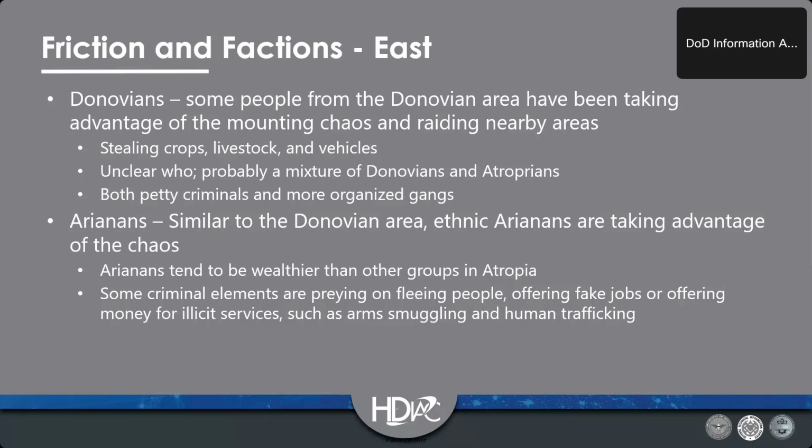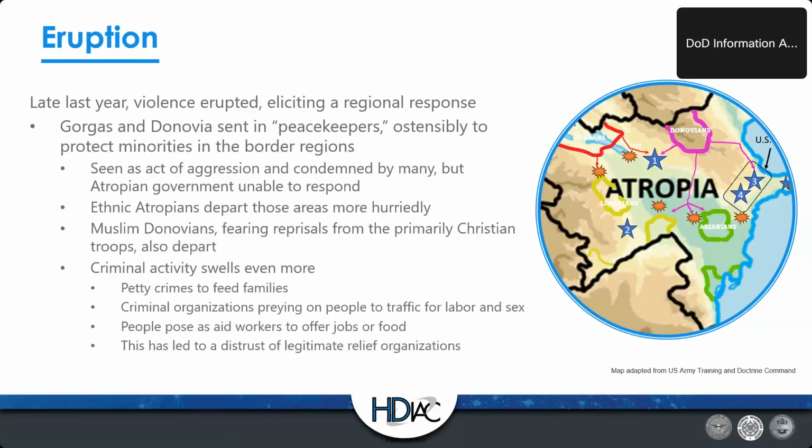And then the Arianans to the south, they're just kind of taking advantage of the chaos. They tend to be a wealthier group inside of Ethiopia, and criminal elements are preying on fleeing people. They're offering fake jobs or offering money for illicit services, such as arms smuggling and human trafficking. So you can see, as this thing is beginning to develop, there are a lot of people taking advantage of the chaos and creating more chaos, and then it eventually erupts into a full-scale emergency.